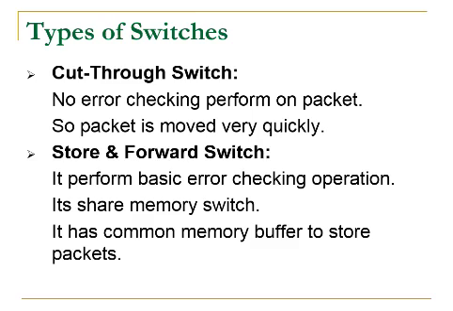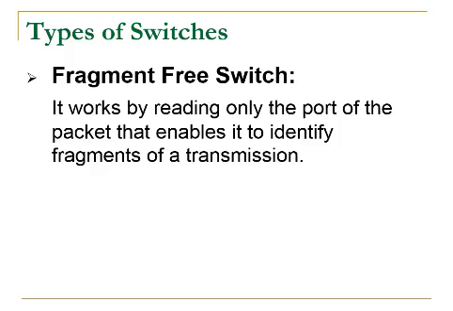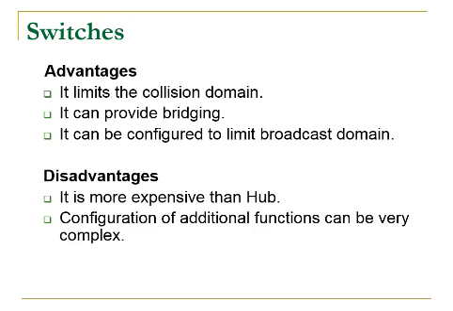In the second category, the store and forward switch, it performs basic error checking. It is a shared memory switch and has a common memory buffer to store the packet. In the third category, the fragment free switch, it works by reading only the first part of the packet, which enables it to identify fragments of a transmission.